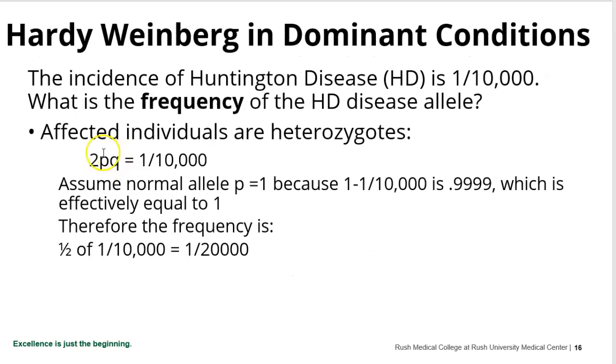So let's go through this. The incidence of Huntington's disease, which is a dominant disorder, is 1 in 10,000. What is the frequency of the HD allele? Again, now we're talking about a dominant disorder. 2PQ is 1 in 10,000. So Q is double that, or 1 in 20,000. So that's the frequency.